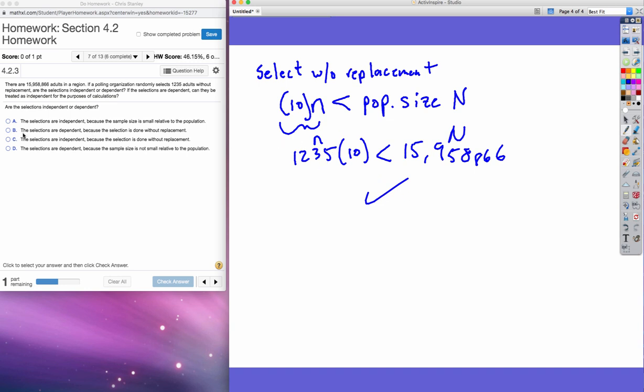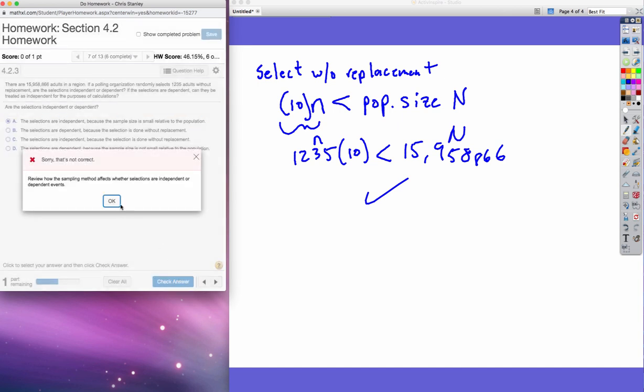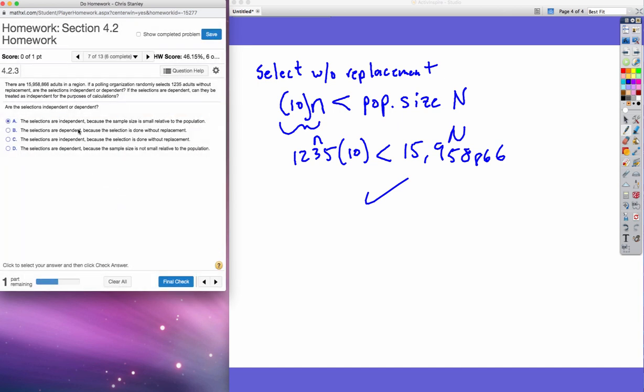We can still consider them independent, even though it's not truly independent because you didn't put them back. Okay. Oh, they said no to that. Okay, but because the sample size is small, that's true. They can be considered independent. Did they replace them or did they not?